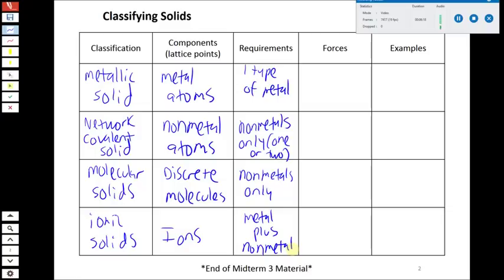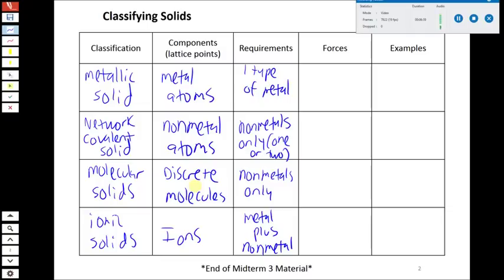Another important factor to think about for these different solids is that, because they're condensed phases, because they're solids, there's going to be some sort of force holding the atoms and molecules together. Whatever these lattice components are in the second column here, there has to be some type of force holding them together into that regular, rigid solid array. And those forces are going to differ between these different types of solids.